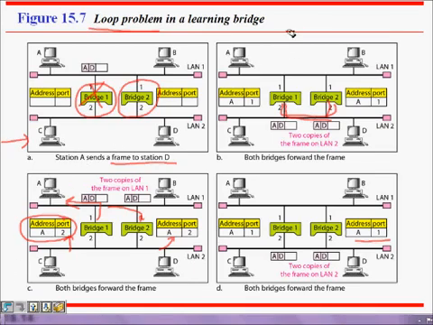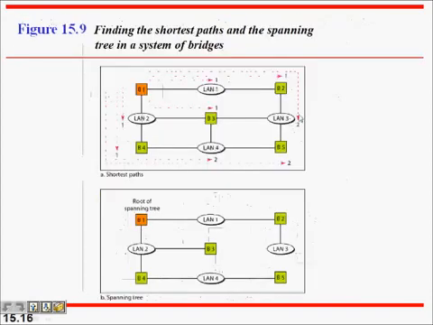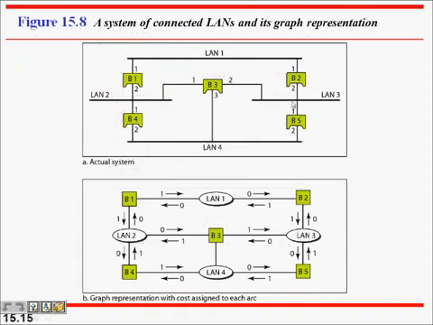And what is the solution? The solution is the spanning tree. When we have multiple bridges for reliability, we apply the spanning tree algorithm. Let's say LAN 1, LAN 4, LAN 2 and LAN 3 are connected by 5 bridges. This is a very good architecture for reliability, so that even if one fails, it still works. Let's say between LAN 4 and LAN 3, both B5 and B2 fail.